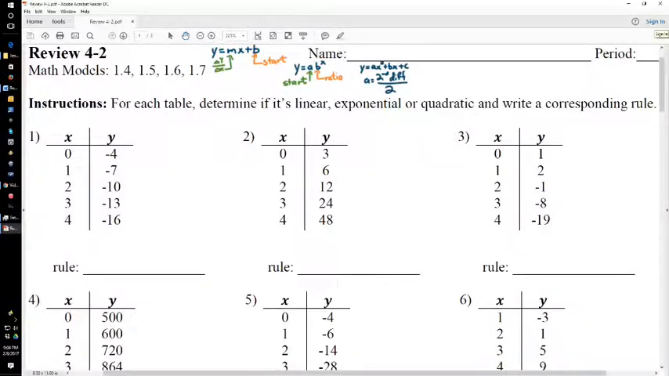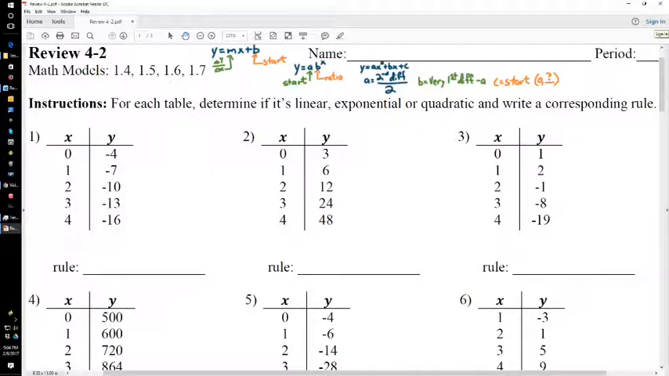B equals the very first difference minus A, and C is your start. So if x is 0, what is y? Okay, so that's basically the rules for each of the different types. So let's just start finding them.